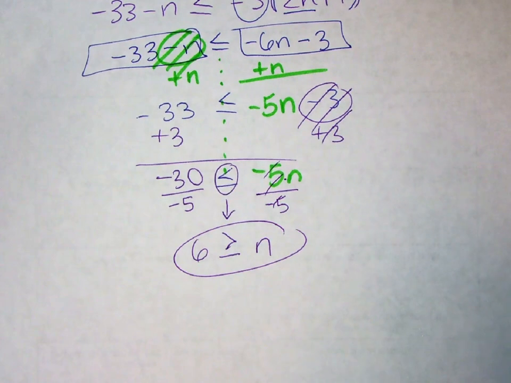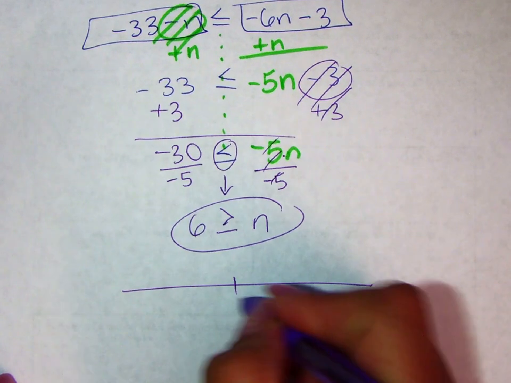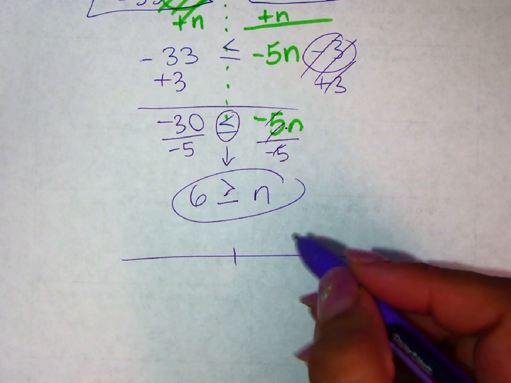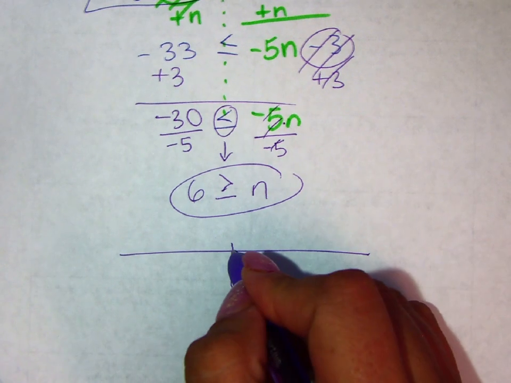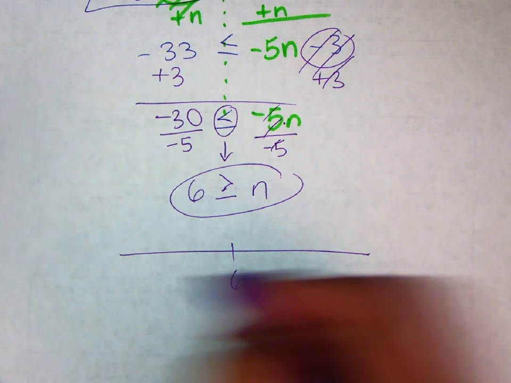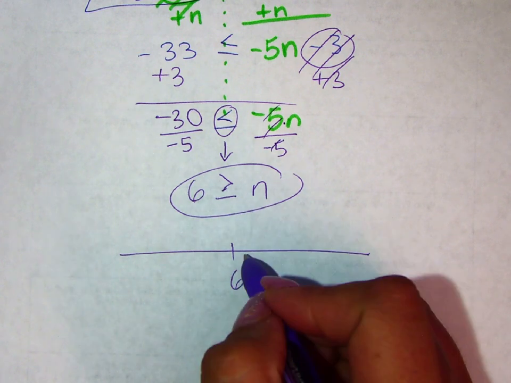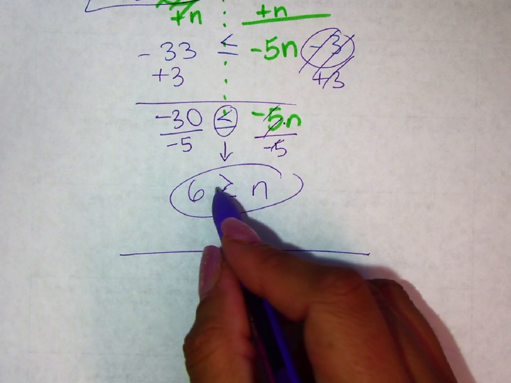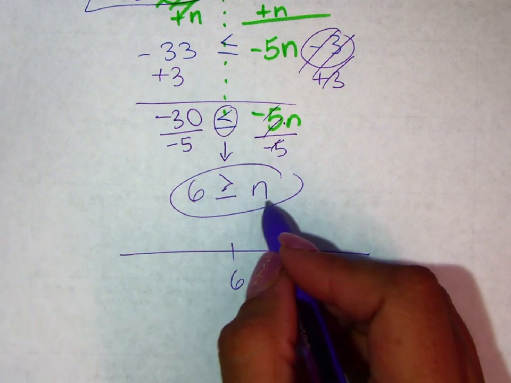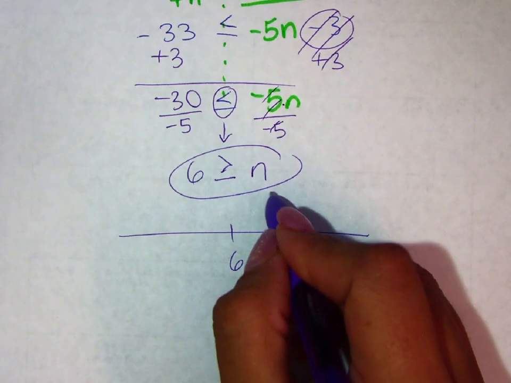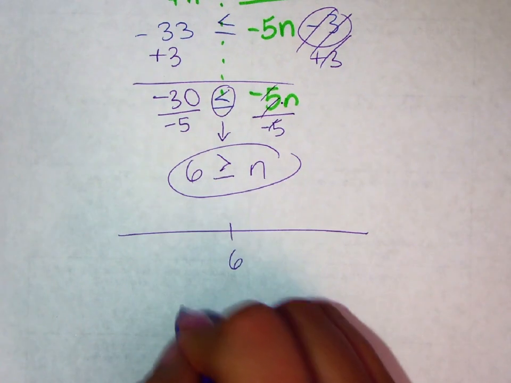This is technically the answer, but when you plot it on the number line, this looks weird. Like, how can you know which way to shade the arrow? This is saying 6 is greater than or equal to n, meaning 6 is the greater value than n. So it's complicated. Let's just help ourselves by rewriting the n on the left side.